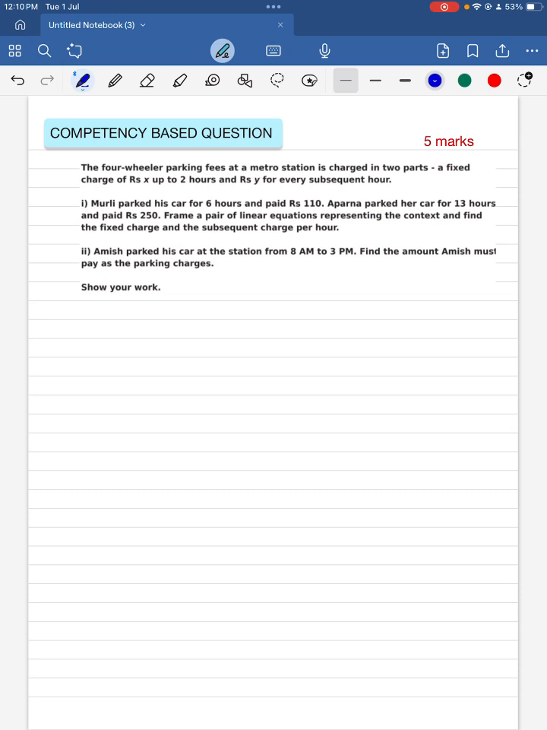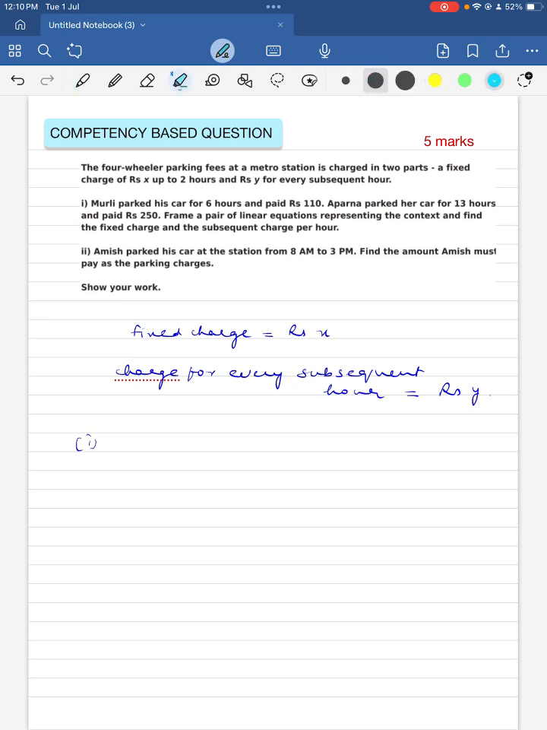Now given that the fixed charge is equal to rupees X and the charge for every subsequent hour is equal to rupees Y. Okay, now here you can see that in the question they've said that Murli has parked his car for 6 hours and he paid rupees 110. So using that, let me form the first linear equation.